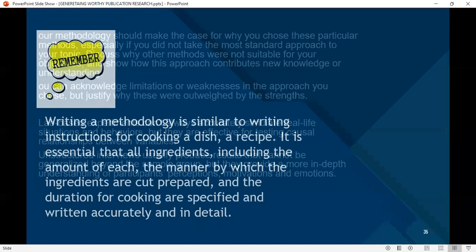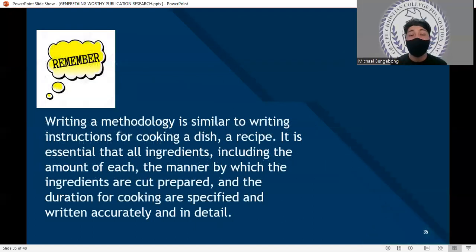So for this one class, writing a methodology is similar to writing instruction for cooking a dish, a recipe. So it is essential that all ingredients, including the amount of it, the manner by which the ingredients are cut, prepared, and the duration for cooking are specified and written accurately and in detail. So can you imagine reading the recipe, right? The recipe or any instructions rather.